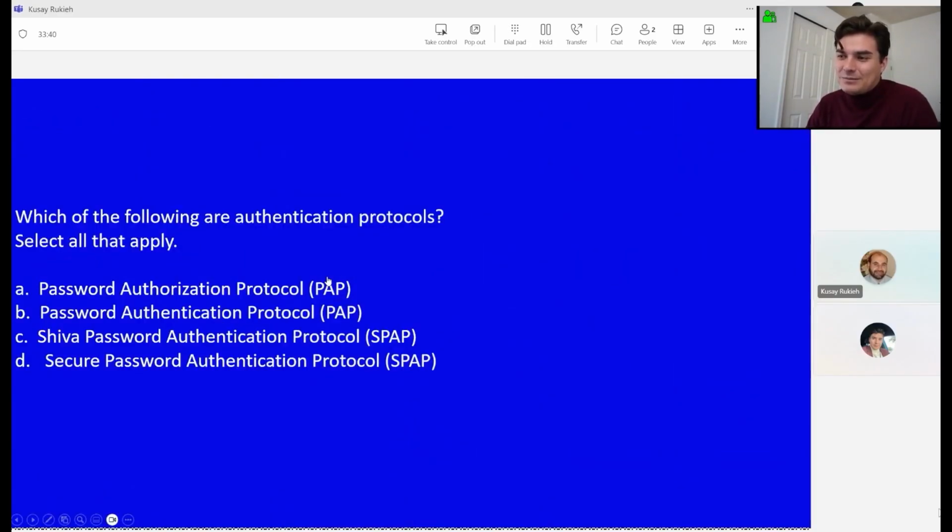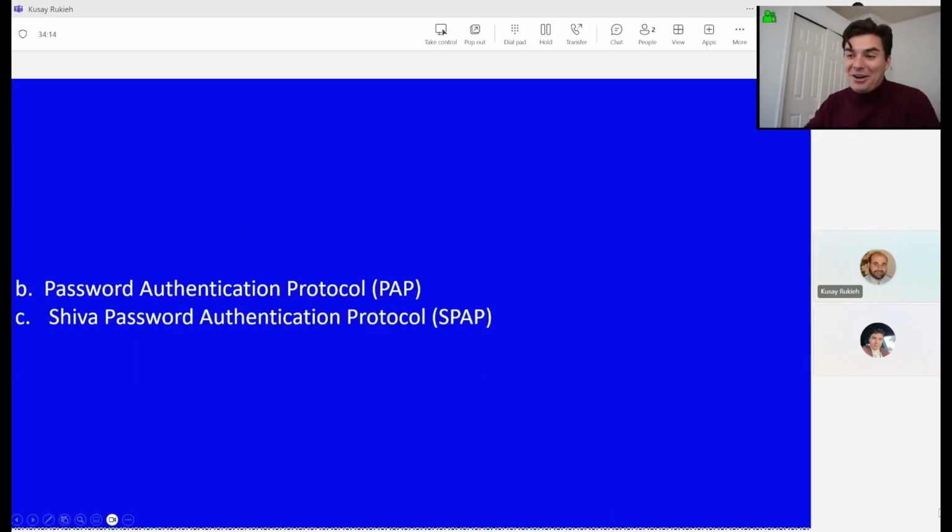Which of the following are authentication protocols? Okay. I'm going to say password authentication protocol, so B, and then that D one. I never heard of those other two. Shiva is one. Shiva is the SPAP. The other one is, yep, Shiva, it is correct. We use it. So B and C would be the correct answer. B and C, Shiva. Okay.